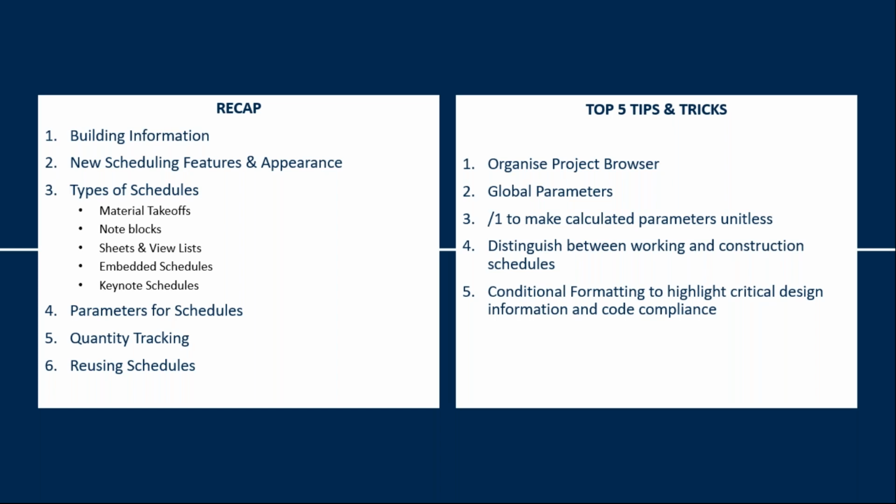You can create placeholders and come back and then apply those names and numbers to the sheet when you do create it. We also looked at embedded and keynote schedules, which are both a type of quantity schedule. And then we looked at parameters for schedules. We did a little bit of an overview of what parameters are. There's a lot more that goes into it, but understanding how to create parameters allows you to make your schedules a lot more useful, and especially for something like quantity tracking.